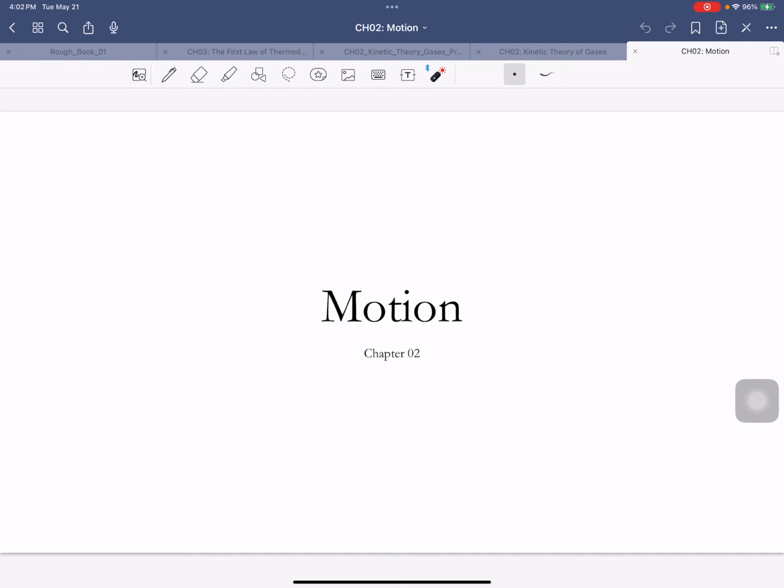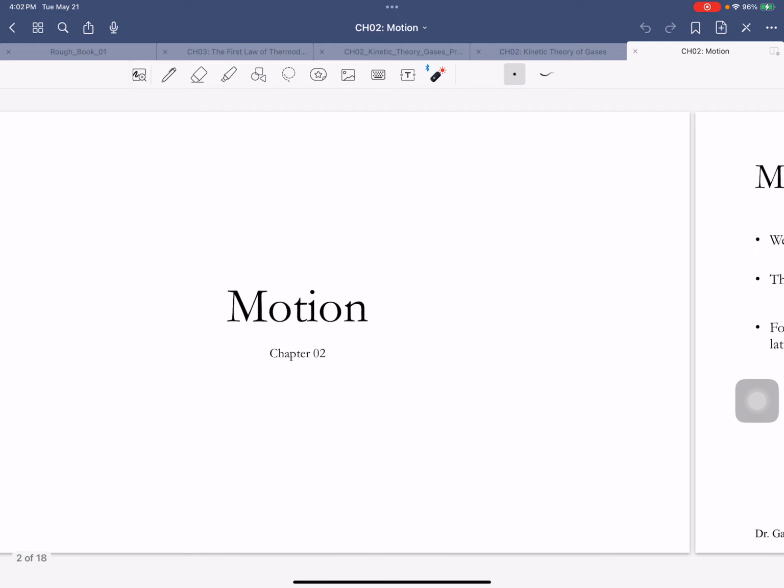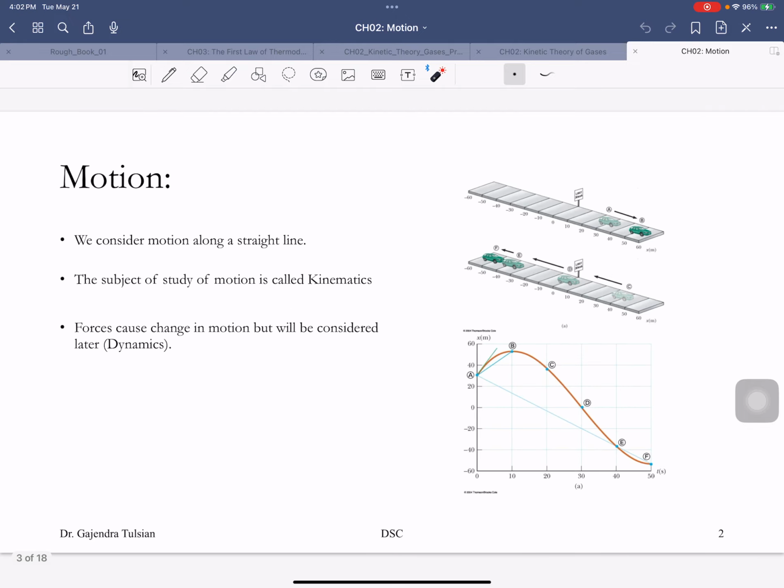Okay, so chapter 2 is about the study of motion. In humans, the efficient use of the body and the study of motion is called kinesiology. So we'll need to learn some concepts in motion in physics. Okay, so we'll keep it simple. We'll study motion in a straight line.